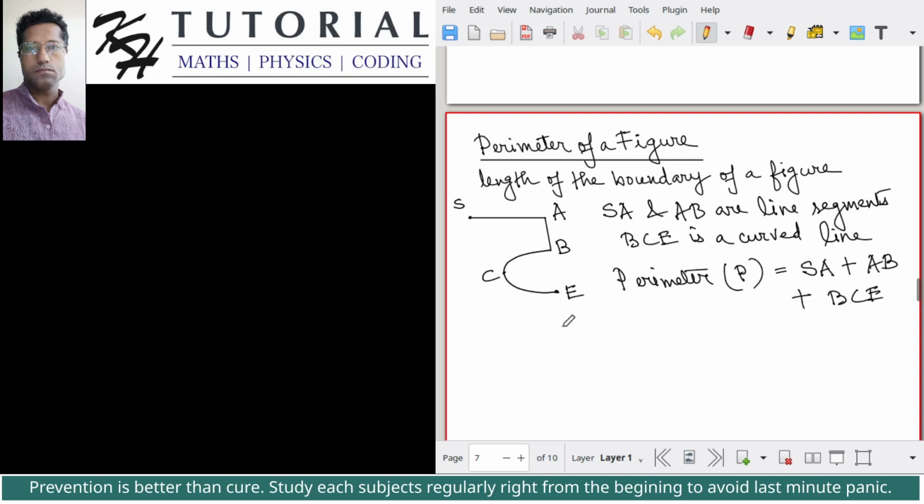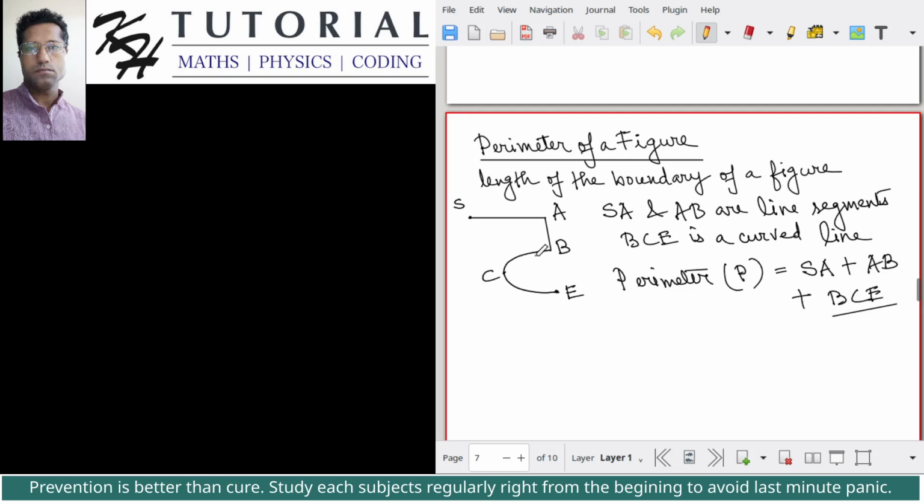Now, since SA is a line segment, SA plus AB plus BCE, the length of this boundary, is the perimeter of this figure. SA is the length of the line segment SA, AB is the length of the line segment AB, and BCE is the length BCE. By BCE, I mean it is the length of this curved line.